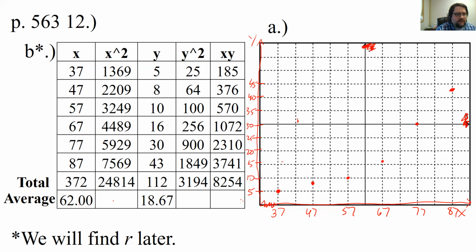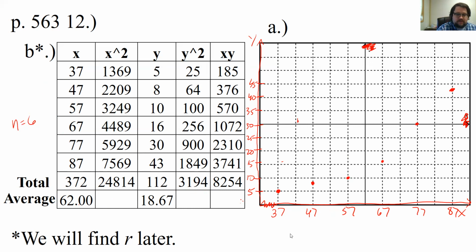And I went ahead and calculated the average for the X's. So again, the way you calculate average, you add up all the X's. So 372 divided by how many there are, and there are 1, 2, 3, 4, 5, 6. I'm just going to write that, n equals 6, okay? So we have that.